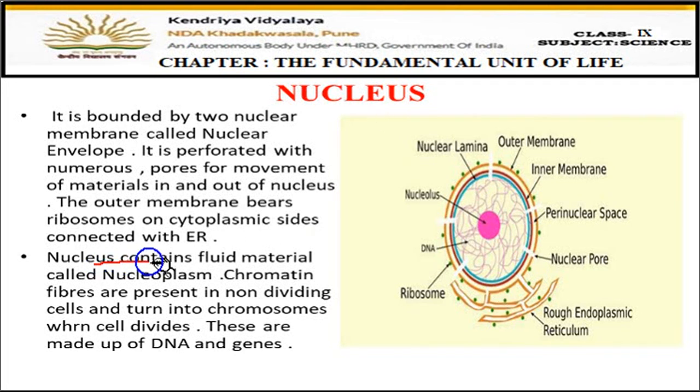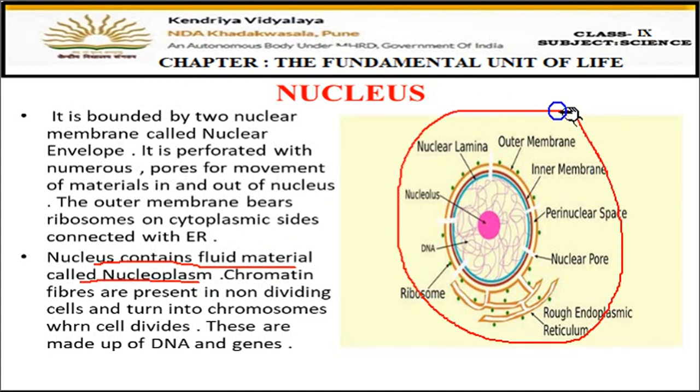Now, the nucleus contains a fluid material called nucleoplasm. Like in the cell, the liquid which is filled is called cytoplasm, right? This is cytoplasm. And in the nucleus, the liquid which is filled is called the nucleoplasm, right? What is it called, children? It is called nucleoplasm. The fluid which is filled inside the nucleus is called the nucleoplasm. Now, chromatin fibers are present in non-dividing cells.